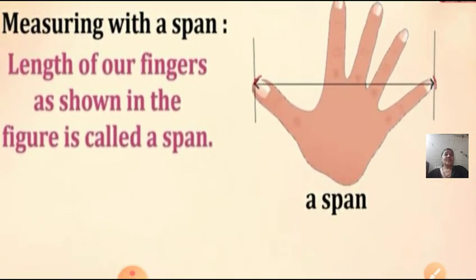So children, this is a hand, we can say it is a span. Inside the house, we can use a span for measuring the length of an object. So measuring with a span, this is called a span. The length of our fingers as shown in the figure is called a span. We also have centimeters, meters, kilometers. These are the different standards of measurement.